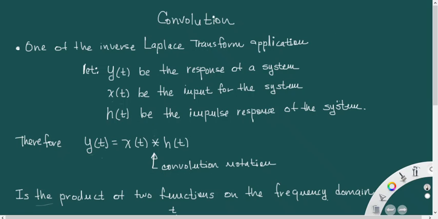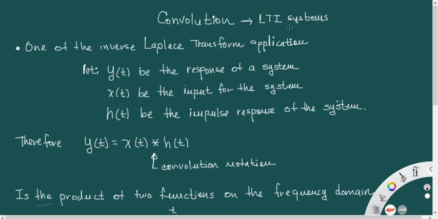One of them is the convolution. The convolution is a special form or application of the inverse Laplace transform. And the convolution applies only to linear time invariant systems. So let me note that here. This is applicable only for linear time invariant systems.